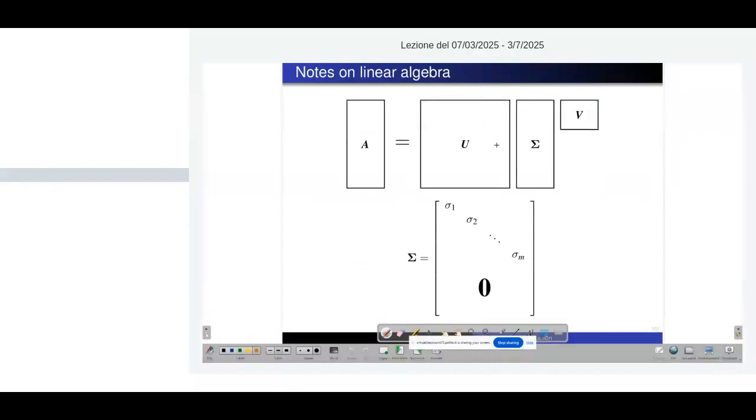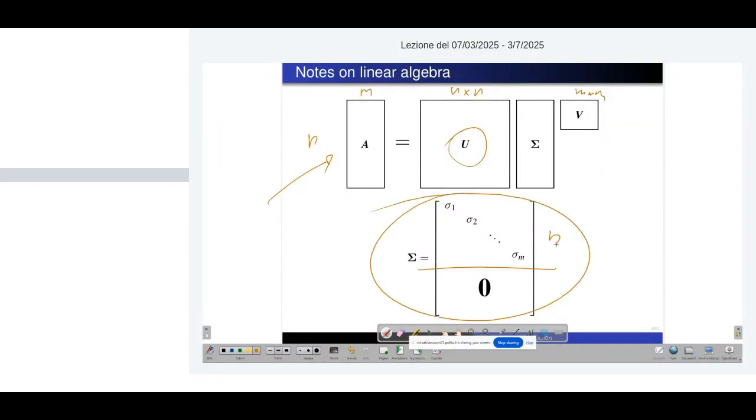What does it mean? It means that if A is a tall matrix, let's say, so number of rows larger than the number of columns, then we will have a U matrix that is always n times n, a V matrix that is m times m, and sigma will look like this. So I will have an n times n diagonal matrix on top, and then followed by all rows that are 0.